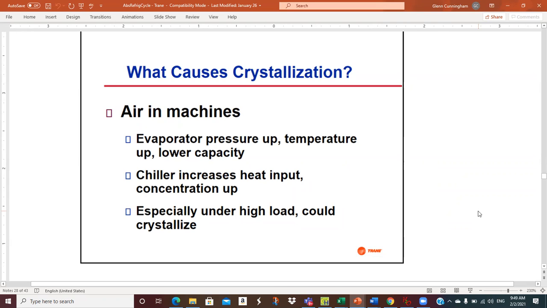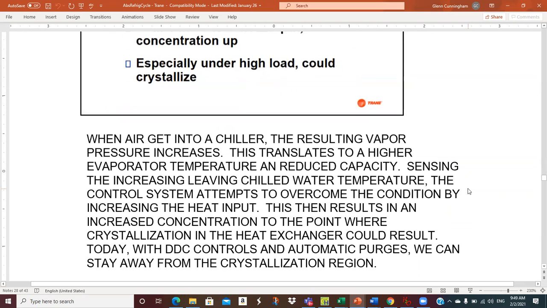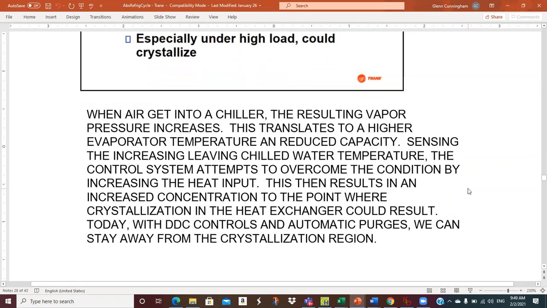And so the chiller senses the leaving water temperature going up, and that adds more thermal input. If you keep adding thermal input, that can lead to crystallization. Now let's see, this note's pretty good. I think it says a lot of what I just said. Vapor pressure increases, air gets in the machine, higher evaporator temperature, reduced capacity. So controls sense this, and we increase the heat input. That results in increased concentration to the point where crystallization in the heat exchanger could result.